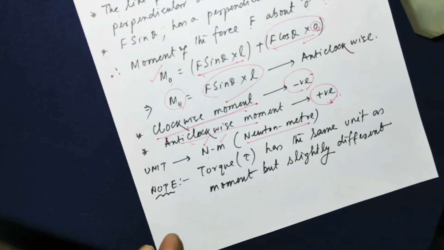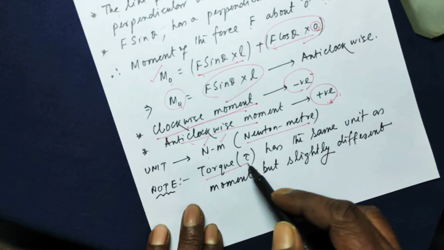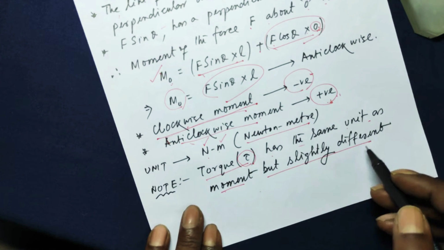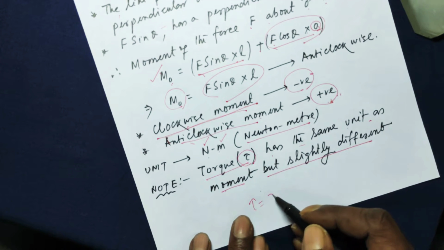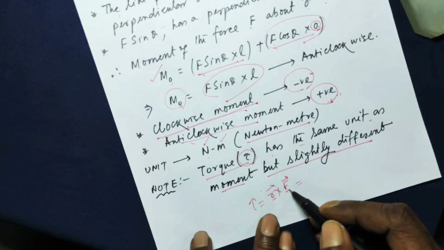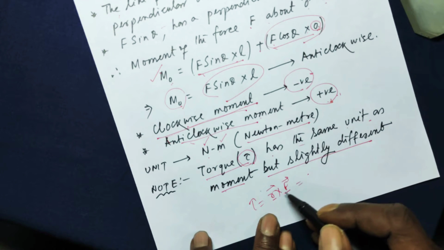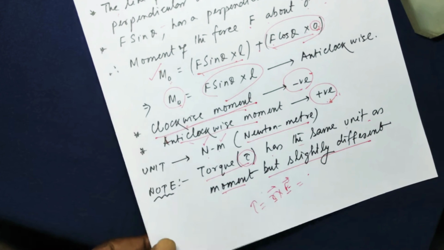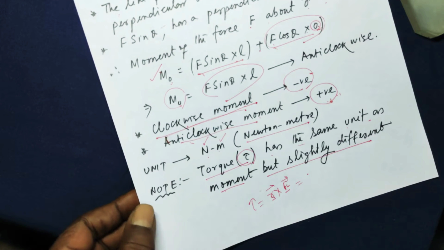Now, coming back to the important point to be observed: what's the difference between a torque and a moment? Torque, represented as tau, has the same unit as moment but is slightly different. Torque is equal to R cross F. This is a distance, this is a force, and sine theta is just a number. So this is also Newton meter. But it is slightly different, not exactly the moment of a force.